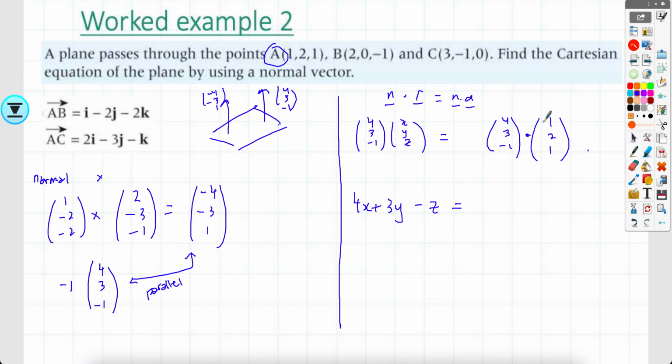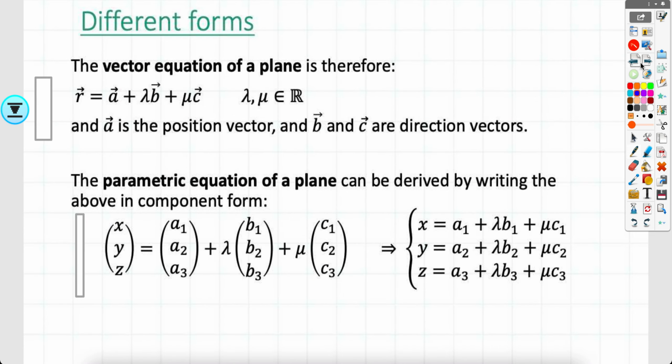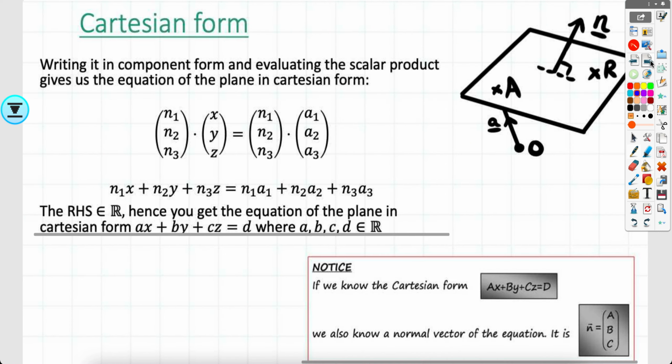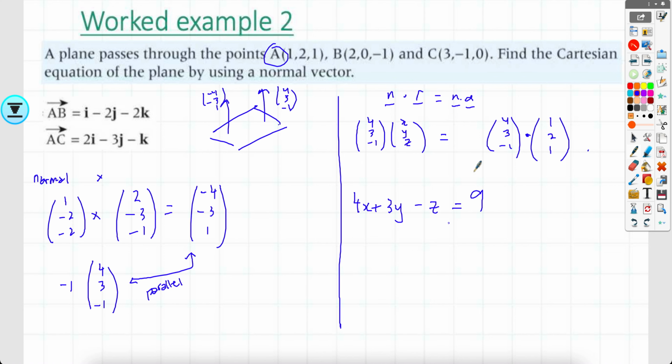So go 4 times 1 plus 3 times 2 plus -1 times 1, and that's going to give you a 9. And if you notice, it's the same answer as we got from the previous slide. Here, 4x plus 3y minus z equals 9. But this was a longer method, and when you have the normal, as you can see, it's much shorter.